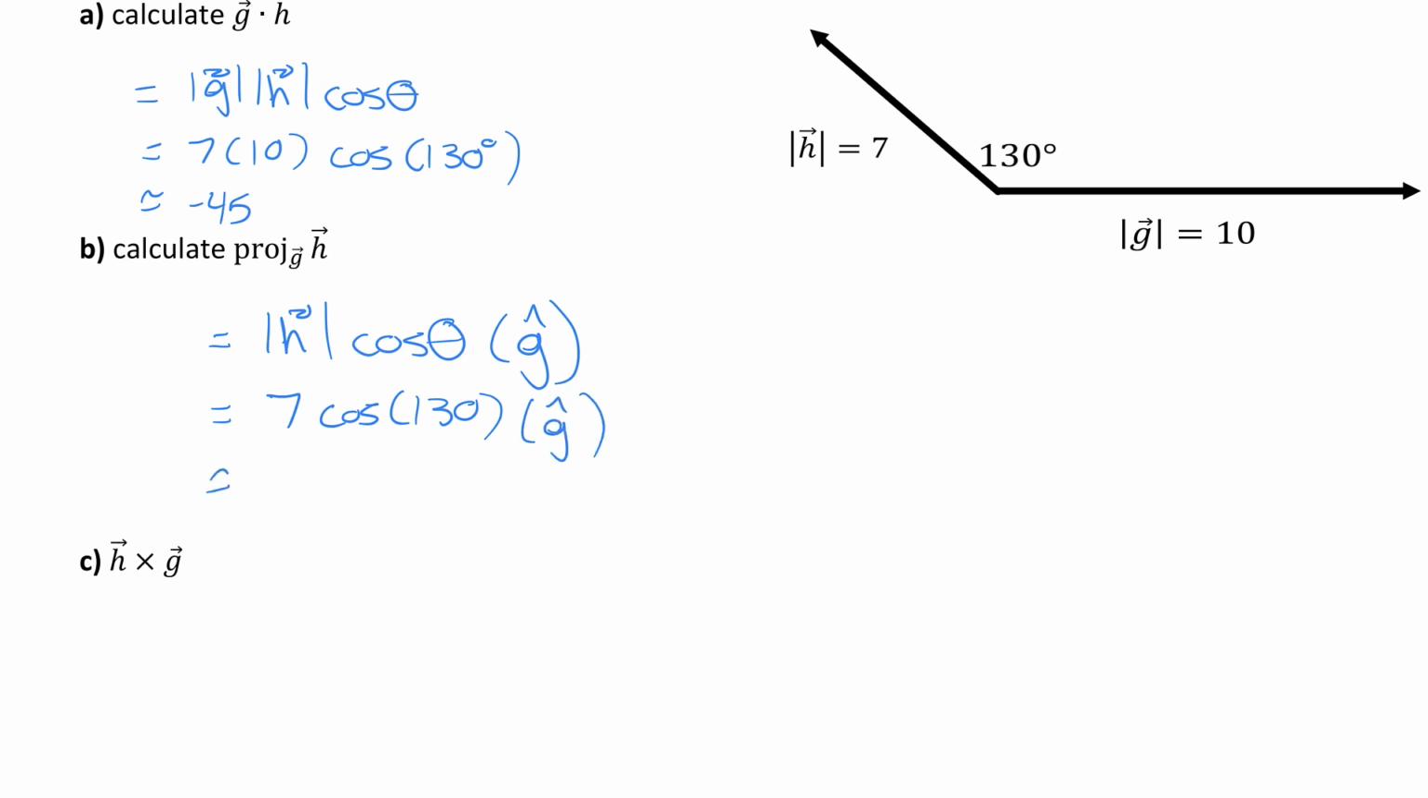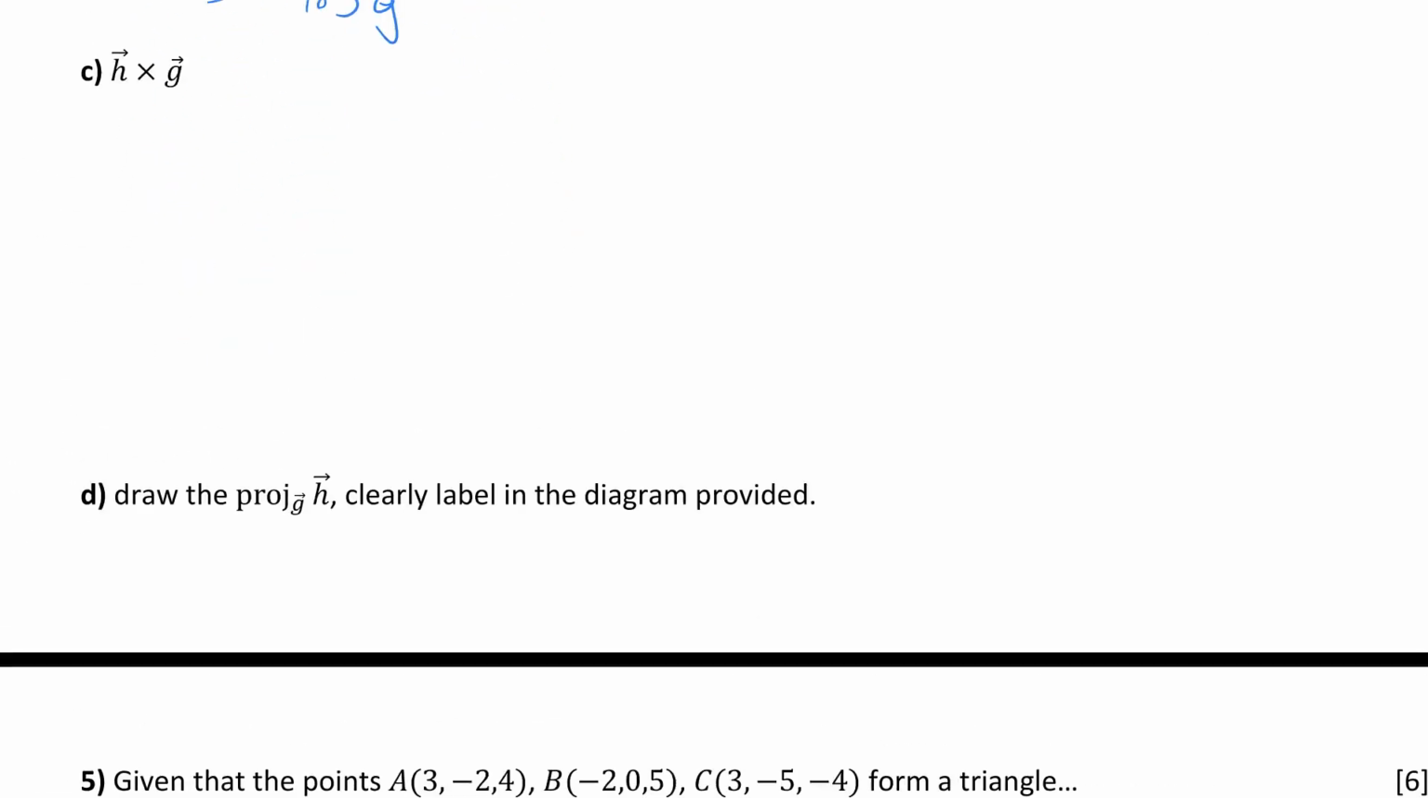And this gives me about negative 4.5 g hat. That means a vector that is going in the opposite direction of g and has a length of 4.5. And that's what the projection would look like. If I skip ahead to part D right now, it says draw that projection of h onto g.